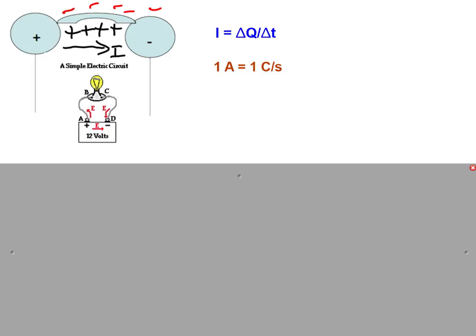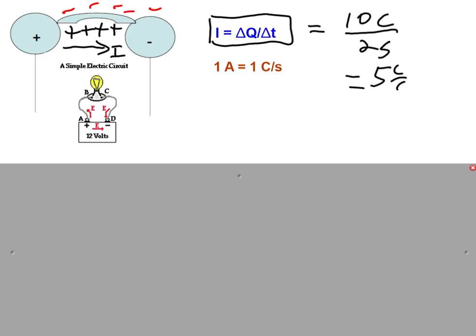And if the charges go through some device in here, like a bulb, then they lose energy and, in fact, heat up the light bulb in this case, or heat up the resistor, and produce light. Current is defined as the rate at which charge flows, the rate being how many coulombs per second are flowing. So, for example, if 10 coulombs of charge flow in 2 seconds, that means the current is 5 coulombs per second, and a coulomb per second we define as an amp. 1 amp is a coulomb per second.